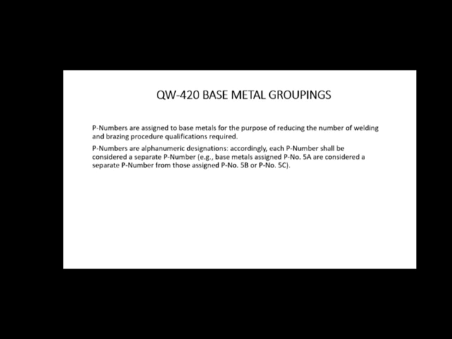So straight out of ASME Section 9, P numbers are assigned to base metals for the purpose of reducing the number of welding and brazing procedure qualifications required. P numbers are alphanumeric designations accordingly. Each P number shall be considered a separate P number, e.g., base metals assigned to P5A are considered separate P numbers from those assigned P5B, P5C.